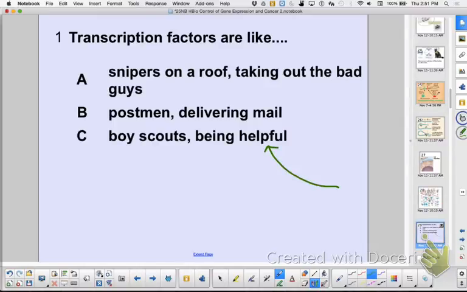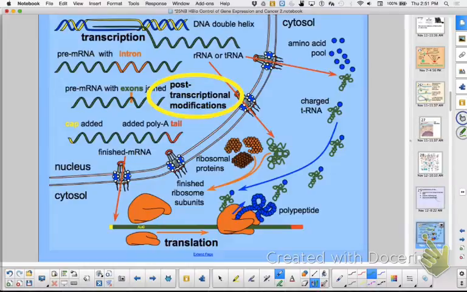I would just say they're helping that process along. If this is a lame question, okay, just so we're clear. But I wanted you to see, when I think about snipers on a roof, I'm thinking about like a repressor getting in the way of you transcribing those genes. Okay, transcription factors, they're helping RNA polymerase bind to the what? Promoter. Okay, they're helping.